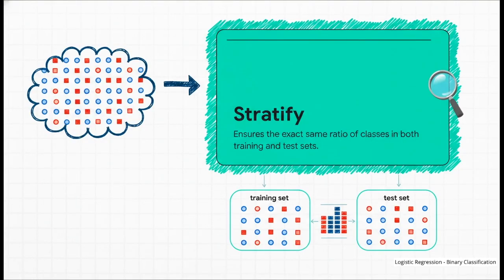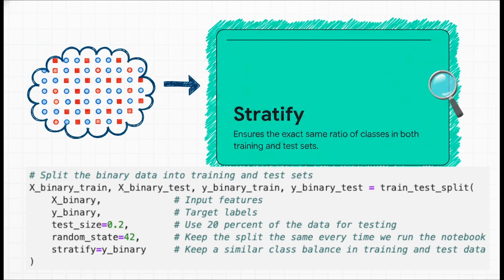Once that data is loaded, we split it up using scikit-learn's train-test split, holding back 20% for testing later. But here is an absolutely crucial detail: the stratify parameter. Stratifying prevents our model from accidentally training on a weirdly skewed dataset. It guarantees that our training set and our test set both maintain the exact same ratio of class 0 to class 1 patients. That keeps everything representative of the real world.